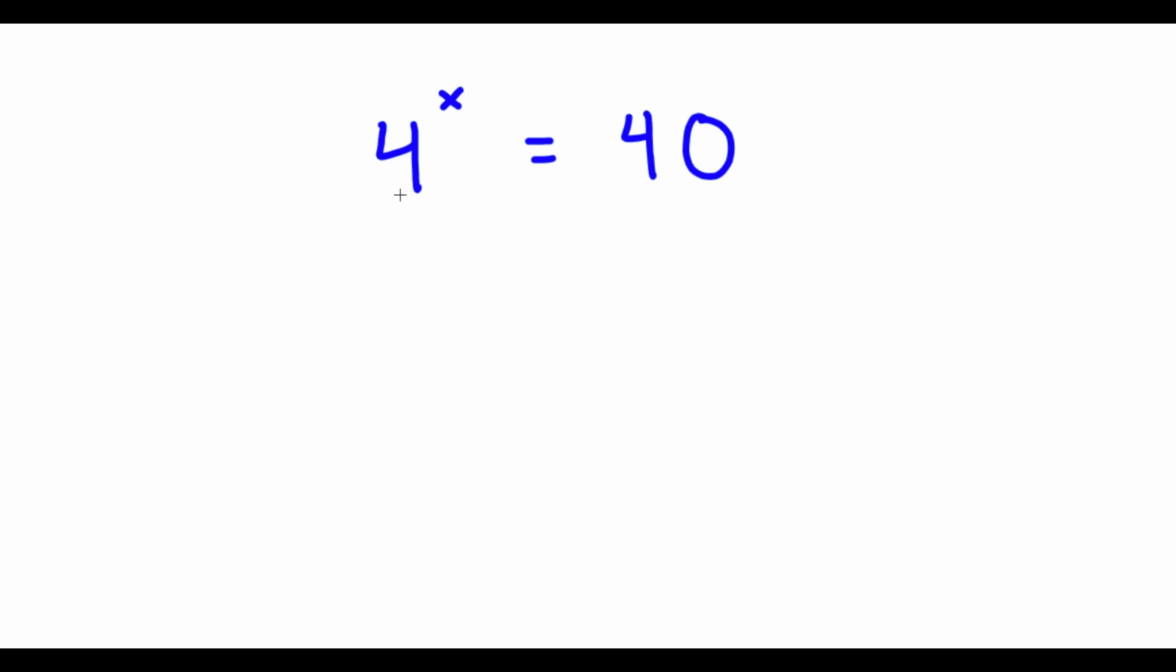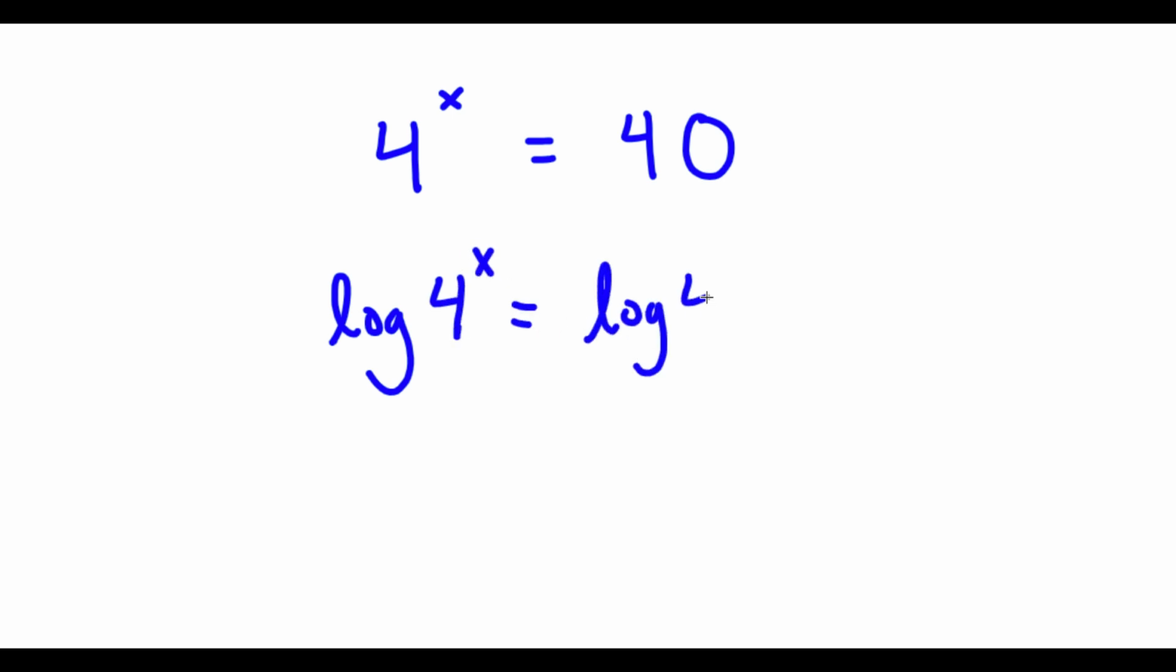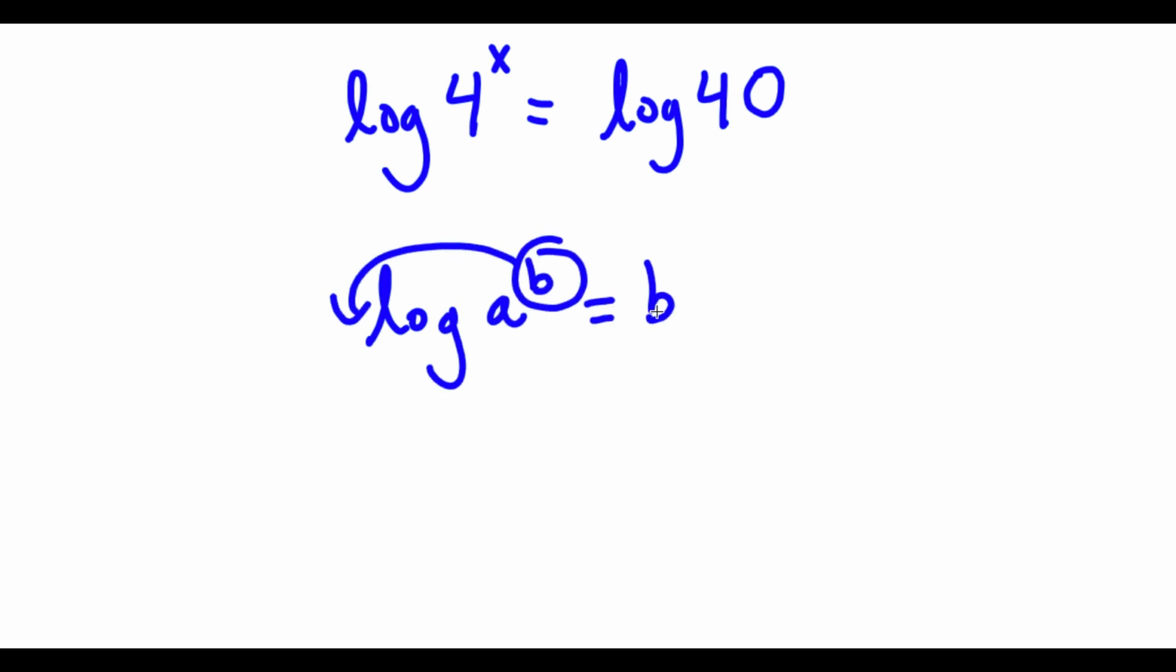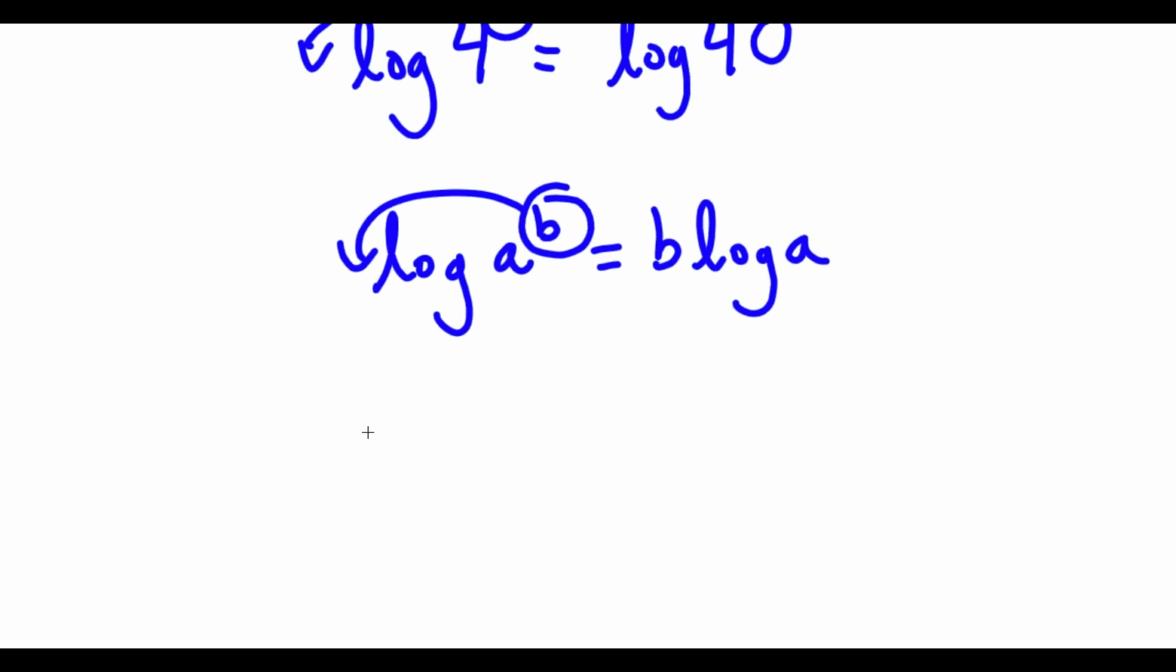Alright, so in this problem, I have 4 to the power of x is equal to 40. So to solve this, I'm going to first start by taking the log on both sides. So now I have log 4 to the power of x is equal to log 40. Now, if I have something in the form log a to the power of b, I can move this exponent b to the front. So this is equal to b times log a. So in this case, I have log 4 to the power of x, so I can move x to the front. So now I have x times log 4 is equal to log 40.